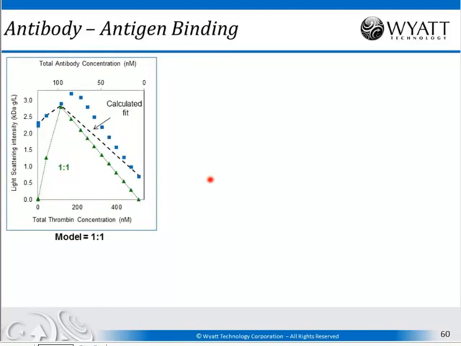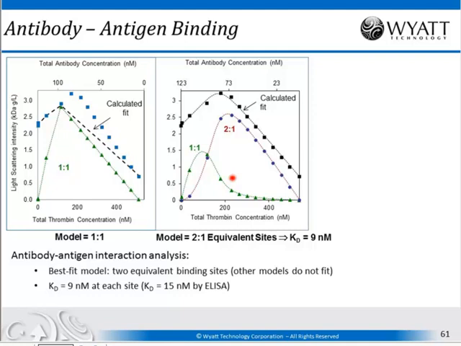If we naively try to fit the data to a one-to-one model, we'd find that there's a poor fit. So the squares are the measured data. The black dashed line is the best fit for a one-to-one interaction model. Clearly doesn't fit very well. Then when you try to fit to a 2-to-1 interaction model, assuming equivalent binding sites, we get a very nice fit over here.